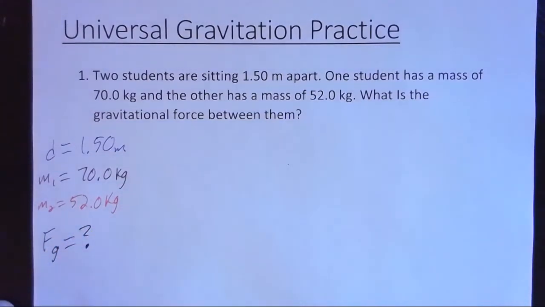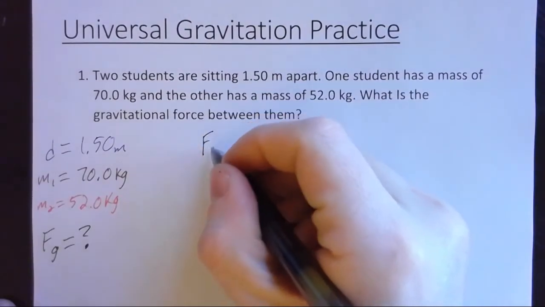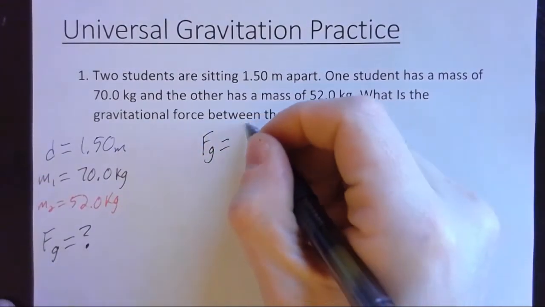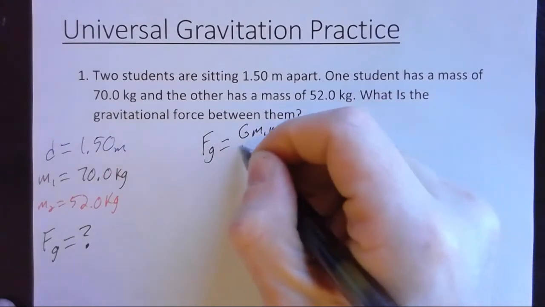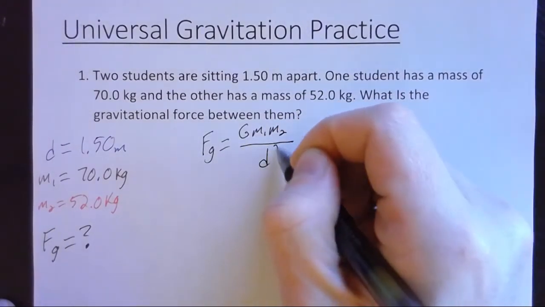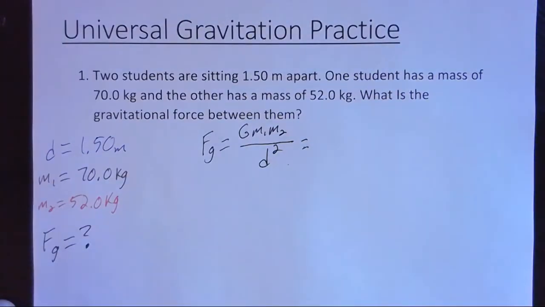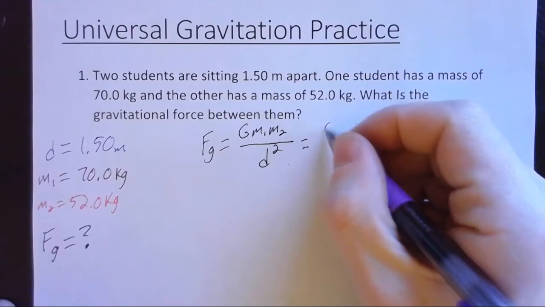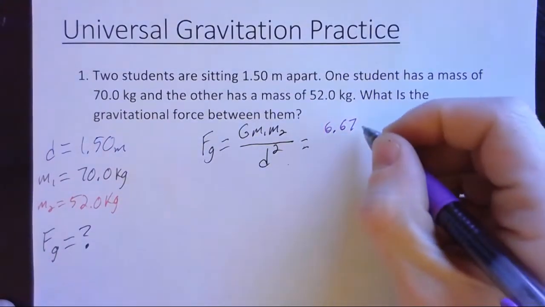Our next step is to determine which equation to use to solve for the unknown variable. Since the question asks us what is the gravitational force, we know we can use the gravitational force equation of F sub g equals the universal gravitational constant times the mass of the first object times the mass of the second object divided by the distance between them squared. Now that we have our equation, we'll plug in the values for our variables.